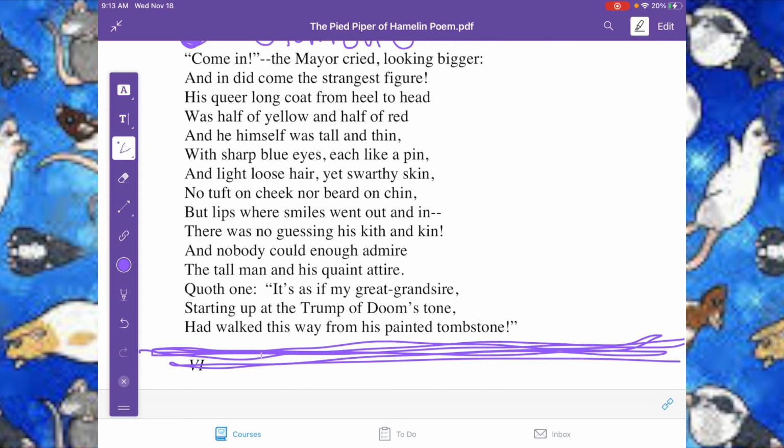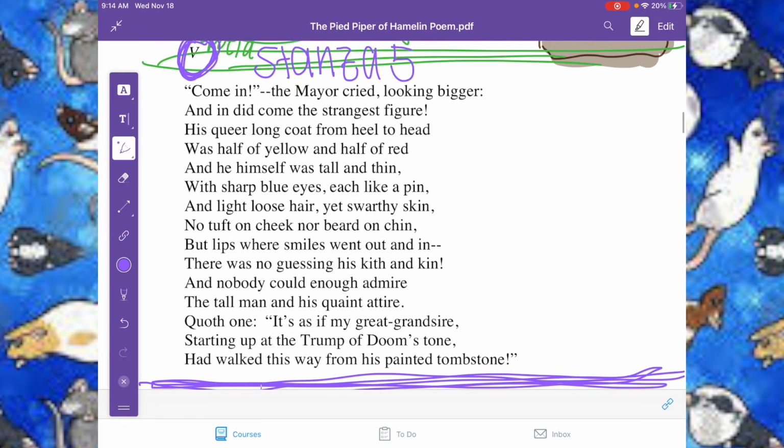His queer long coat from heel to head was half of yellow and half of red, and he himself was tall and thin, with sharp blue eyes, each like a pin, and light loose hair, yet swarthy skin, no tuft on cheek nor beard on chin, but lips where smiles went out and in. There was no guessing his kith and kin, and nobody could enough admire the tall man and his quaint attire. Quoth one, "It's as if my great-grandsire, starting up at the trump of doom's tone, had walked this way from his painted tombstone."